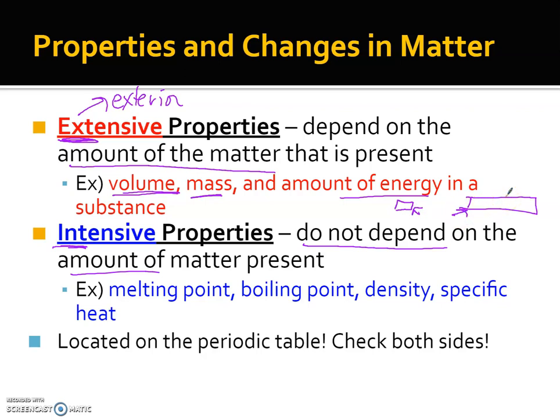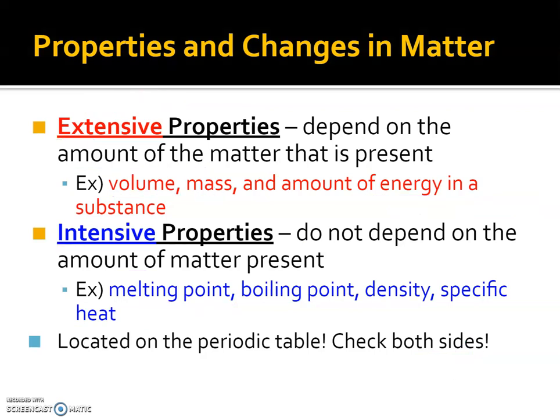The intensive properties do not depend on the amount. It doesn't matter if you're talking about an ice cube or an iceberg, they will both melt at the same temperature. It might take more time for the iceberg to melt, but it won't melt at a different temperature. Same thing is true for density, boiling point, and specific heat. All of these properties we'll go over, and they're labeled on the periodic table that it gives you, especially when you check the other side, which tells you their different properties.